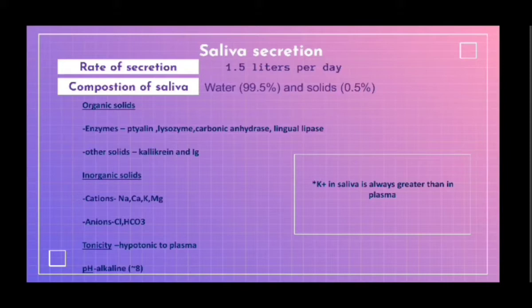The major cations present in the saliva are sodium, calcium, potassium and magnesium, whereas the anions are chloride and bicarbonate. The tonicity of saliva is hypotonic to plasma and its pH is almost equal to 8, hence it is alkaline. The major important thing to remember about saliva is the potassium concentration in saliva is always greater than that in the plasma.